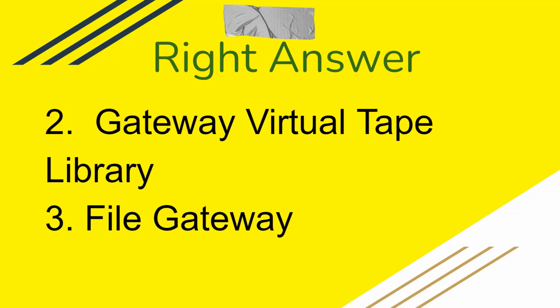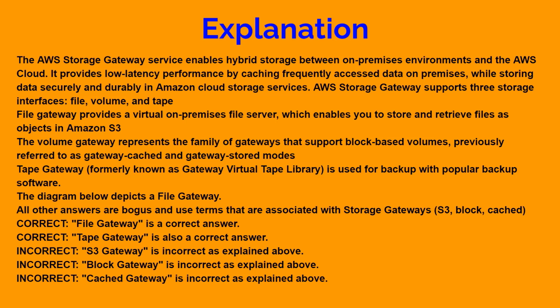Explanation. The AWS Storage Gateway service enables hybrid storage between on-premises environments and the AWS cloud. It provides low latency performance by caching frequently accessed data on-premises, while storing data securely and durably in Amazon Cloud Storage Services. AWS Storage Gateway supports 3 storage interfaces: File, Volume, and Tape. File Gateway provides a virtual on-premises file server, which enables you to store and retrieve files as objects in Amazon S3.